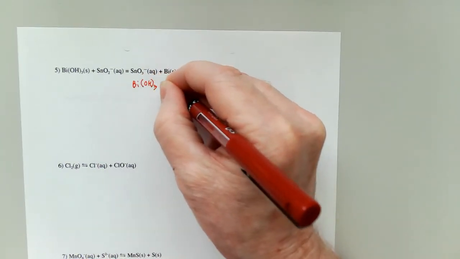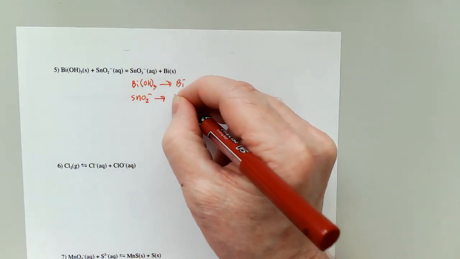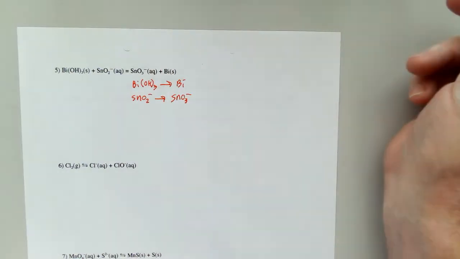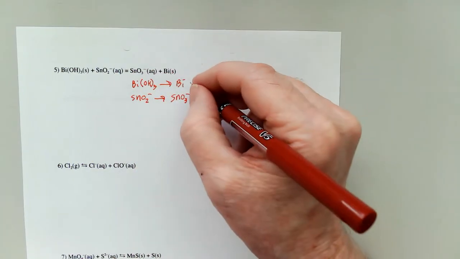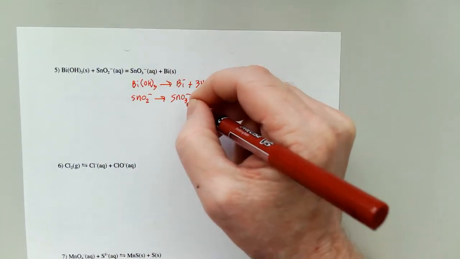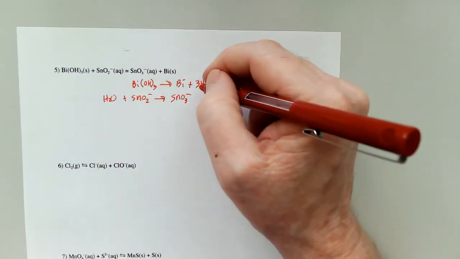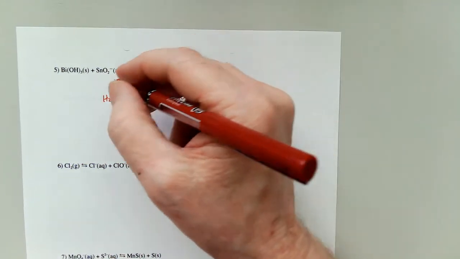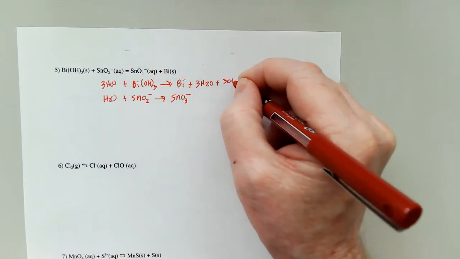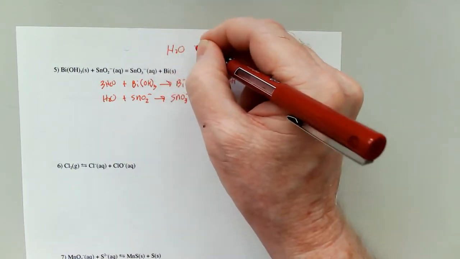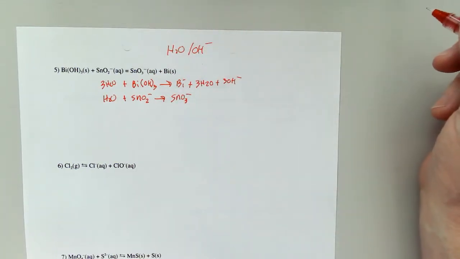Bi(OH)3 gives me Bi, and SnO2 minus gives me SnO3 minus. One bismuth, one bismuth, one tin, one tin. That's good. 3 oxygens, so I add 3 waters. 3 oxygens, 2 oxygens, so I add 1 water. Now 2 times 3 is 6 hydrogens, and I've already got 3. So I'm going to add 3 waters, and on the other side 3 hydroxides. Remember, this is where we're adding H2O and OH minus at the same time, opposite sides of the equation.